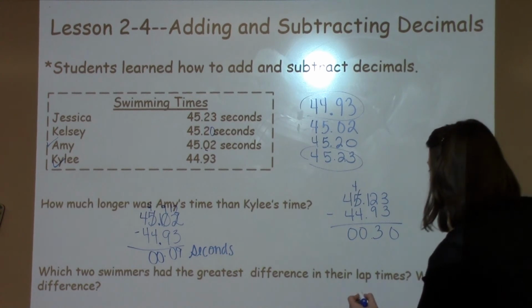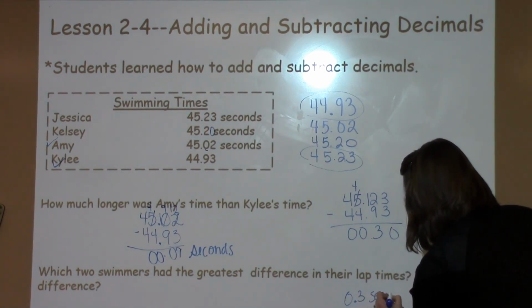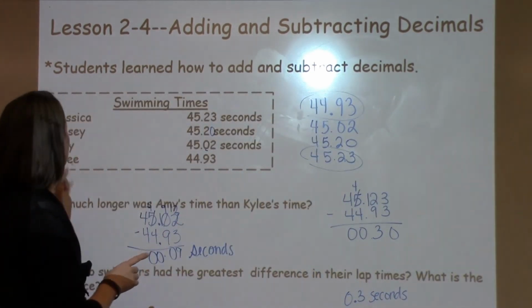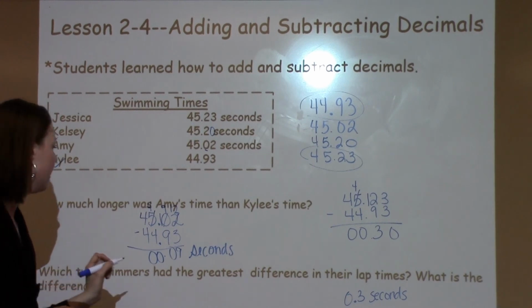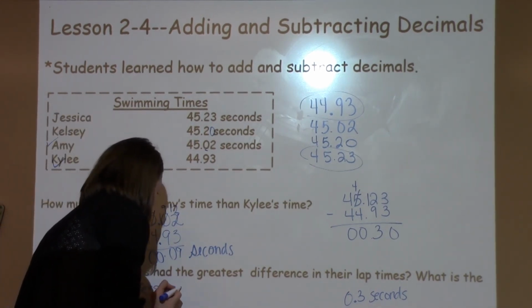So what is the difference? We've got 3/10 seconds for the difference. And the two swimmers that had the difference is going to be Jessica and Kylie. So I write Jessica and Kylie.